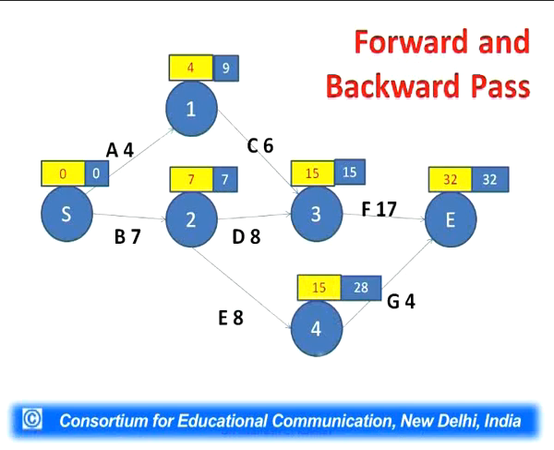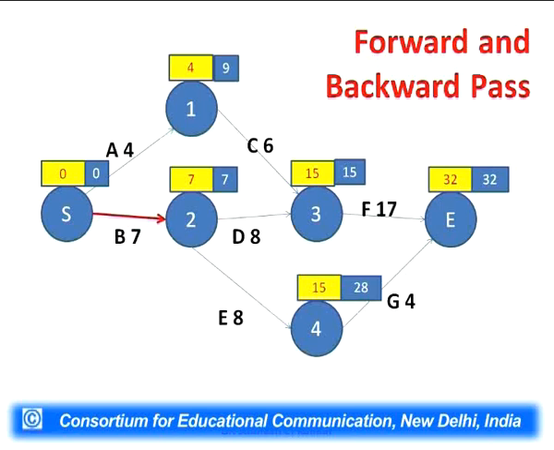The milestones which have the same value as far as early start time or the late start time is concerned lie on the critical path. What is the critical path? The path which takes the maximum time for completion. That is the critical path, and the critical path gives you the duration of the project also. In this particular project, the duration of the project is 32 days.